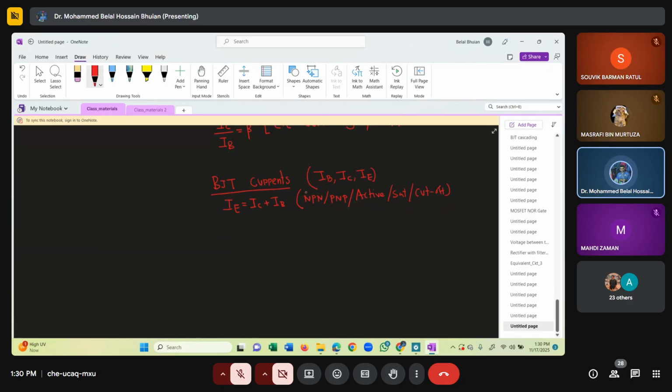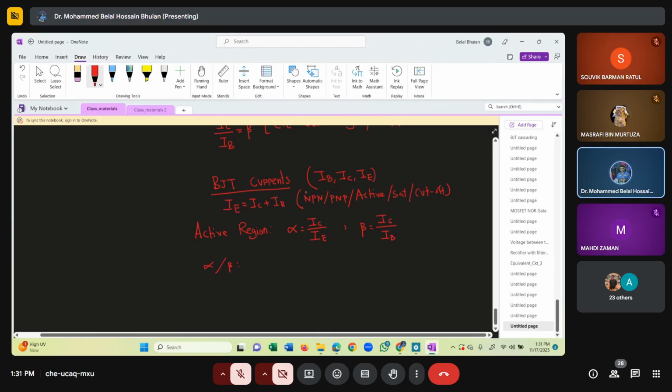Now, next I'm going to find the currents in the active region. If the BJT is operating in the active region, in addition to this relationship, I can already find two more relationships. Number one, alpha equals IC over IE, and beta equals IC over IB. Alpha and beta are BJT parameters.